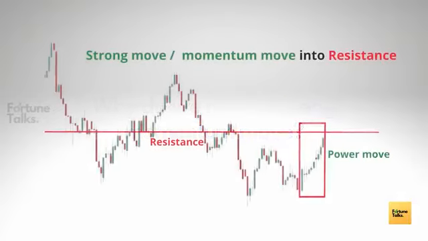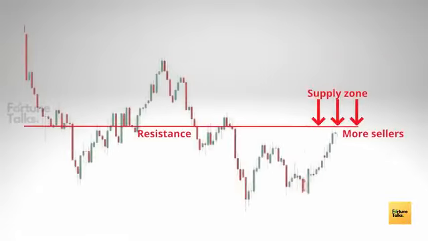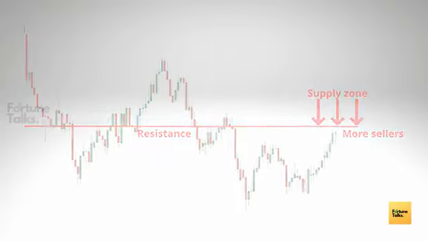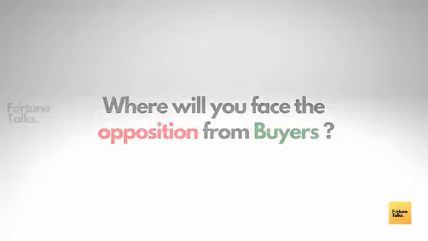Now let's say you look at a resistance and there is a strong move coming into the resistance level. At this point, ask yourself what exactly a resistance is. In the previous video, we said that resistance is a price level which stops the price from moving up, or simply a level where the supply is high. Also think about where exactly you will face opposing pressure, or simply where you think the buyers will come in so that they can buy at good prices.